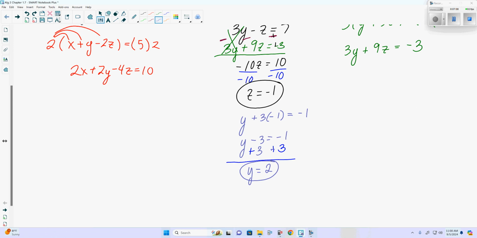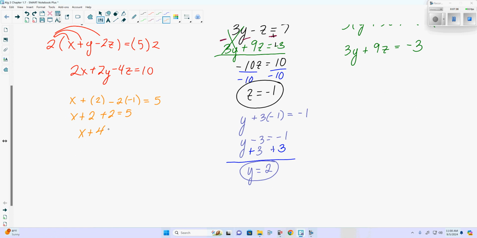Borrow that. So x plus y minus 2z equals 5. I just picked the top one. Doesn't matter which one we pick, because all 3 will give us the same result. So now we just need to simplify. We have x plus 2, or negative 2 times negative 1 would be plus 2, is equal to 5.